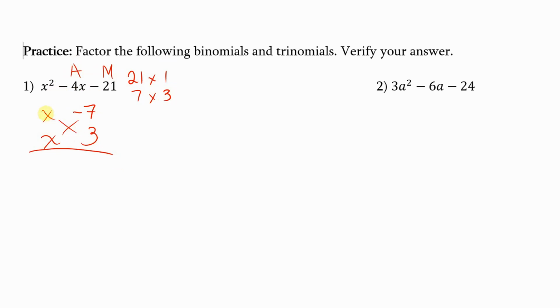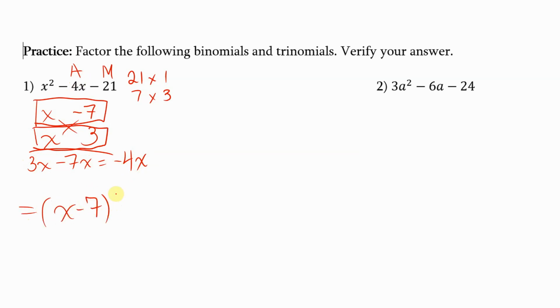And we can check that by just cross multiplying. So x multiplied by 3 gives us 3x. X multiplied by -7 is minus 7x. If we add those together, we get minus 4x, which is the same as theirs. So our first factor is this, and our second factor is this. So our final answer is x minus 7, x plus 3.